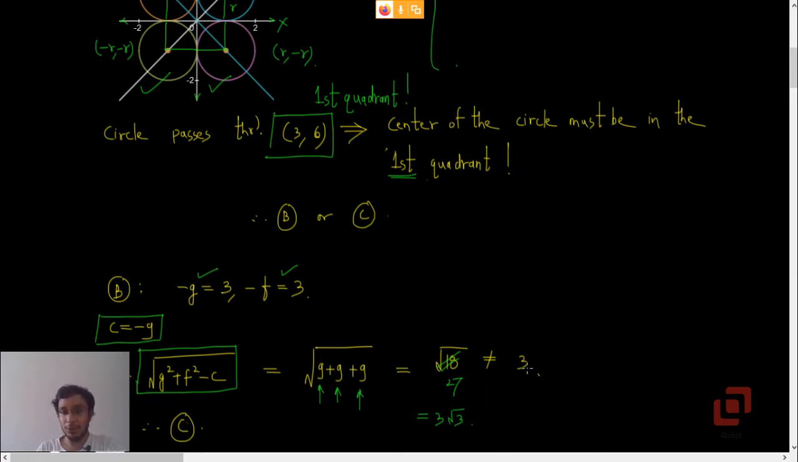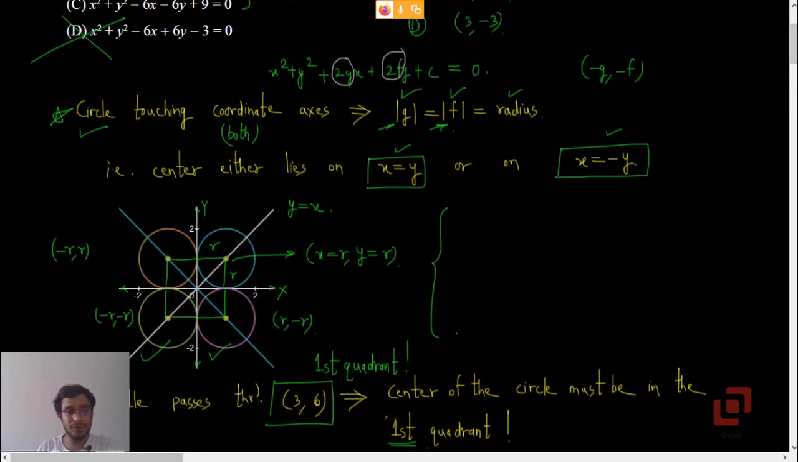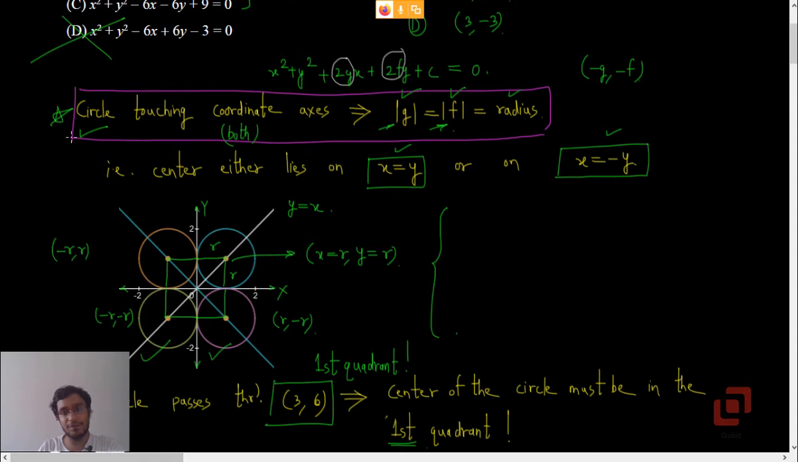Okay, is it equal to 3, the radius of the circle? No, it is not equal to 3, so option C. Correct. Which fact did we use here? We used this fact. If a circle touches the coordinate axis, then the modulus of the x coordinate of the center of the circle as well as the modulus of the y coordinate of the center of the circle, both are equal, and each one of them is also equal to the radius of the circle.